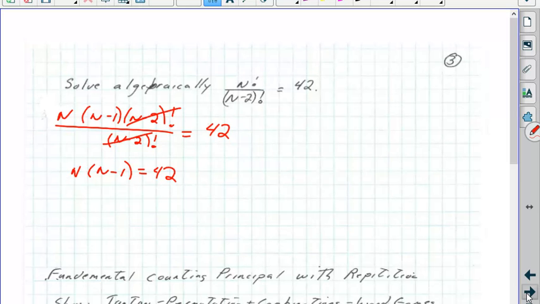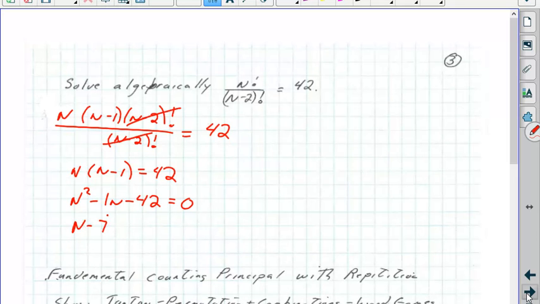From here, now I have a second degree function. The only way to solve a second degree function is to get everything on one side, and I've done some quick expansion here. Get everything to one side and make it equal to 0. Two numbers that multiply to negative 42 and add to negative 1. Those two numbers are -7 and +6.